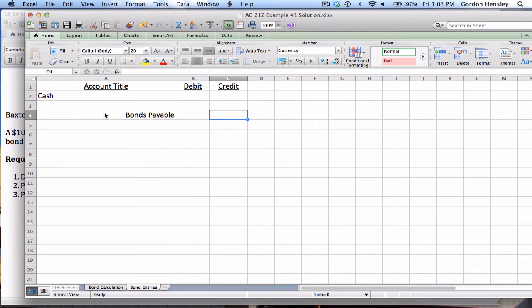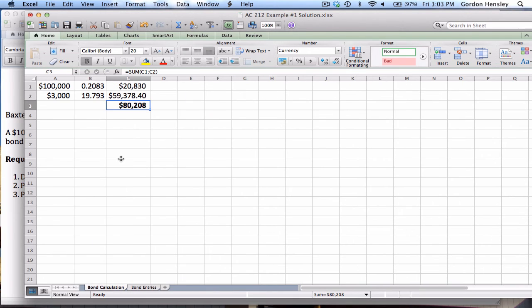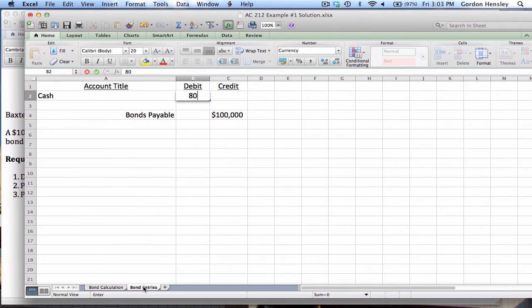Now on bonds payable, I want to use as a credit amount the face value of the bond, which in this case is $100,000. But up here on cash, we know from part 1, we're actually going to sell it for $80,208. So it's going to be $80,208. That's going to be the amount of cash that I receive, because this is a discounted bond.